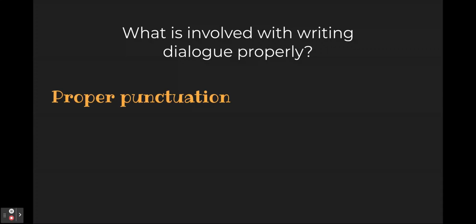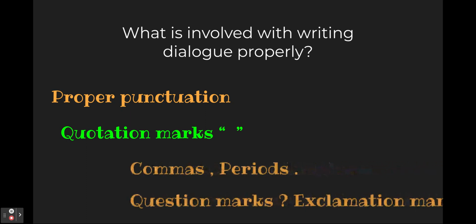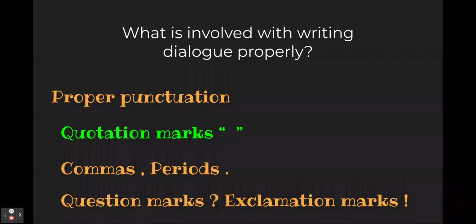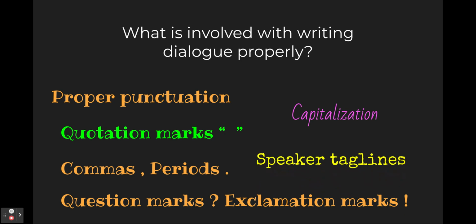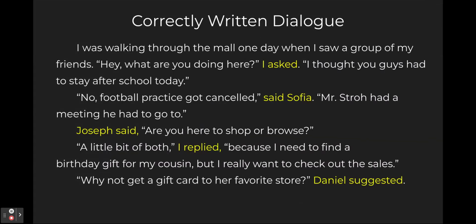So hopefully you noticed there was proper punctuation, quotation marks around the things that people are saying out loud for people to hear. And with that, you're going to have commas and periods, question marks, and exclamation marks. You're going to have correct capitalization when using dialogue. And you have something called speaker taglines. And that's what these are, where it says, I asked, said Sophia, Joseph said, I replied, Daniel suggested. Those are all called speaker tags. It lets you know who's talking and how they're talking.